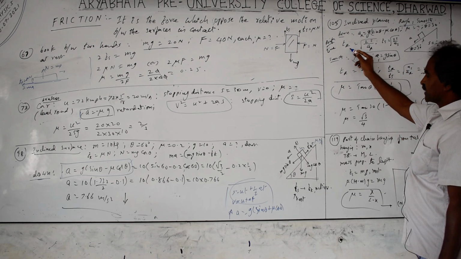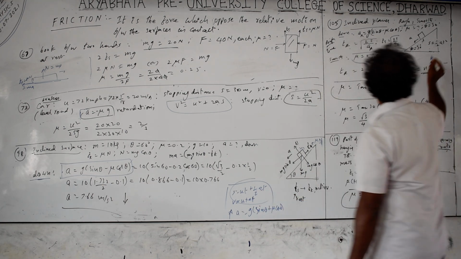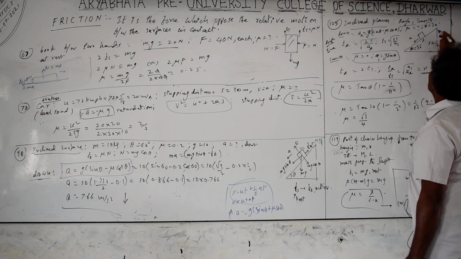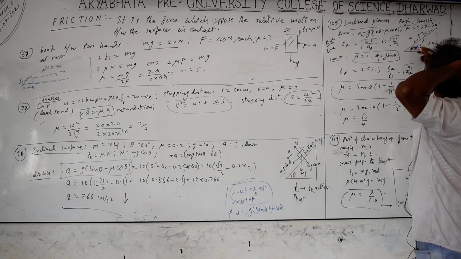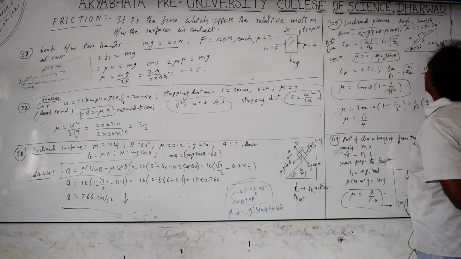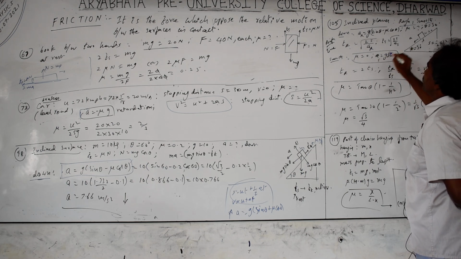And what is the formula for the time? S equals ut plus half at square. Starting from rest, u is 0, so S equals half at square. The distance travelled on the inclined surface, S, is the same length in both cases. So T equals root of 2S by a. The acceleration is a_R for the rough surface and a_S for the smooth surface.